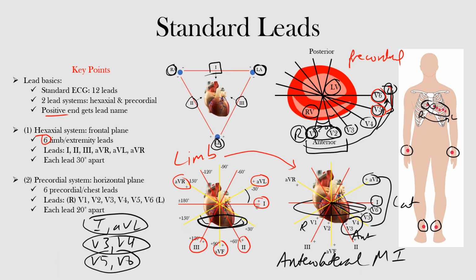So the standard 12-lead EKG is made up of 12 leads, right? 10 electrodes. It's a 2-lead system. We have the hexaxial that has 6 limb leads, 1, 2, 3, AVR, AVL, and AVF, okay? Then we have the precordial leads that are made up of 6 precordial or chest leads, V1 through V6, and it goes from the right side to the left side of the precordium. The hexaxial leads, the limb leads, are separated by 30 degrees, representing the frontal plane, whereas the precordial leads are separated by 20 degrees and represent the horizontal plane.